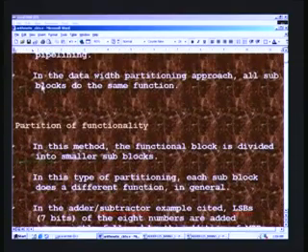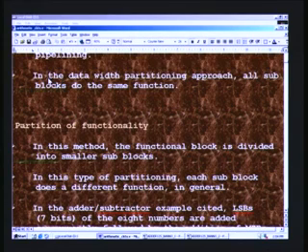And a mention may be made here that in the data width partitioning approach, all sub blocks do the same function. For example, if it is add, it merely adds irrespective of the width, whether LSB or MSB you are adding. So it is basically the same function that is being done here.